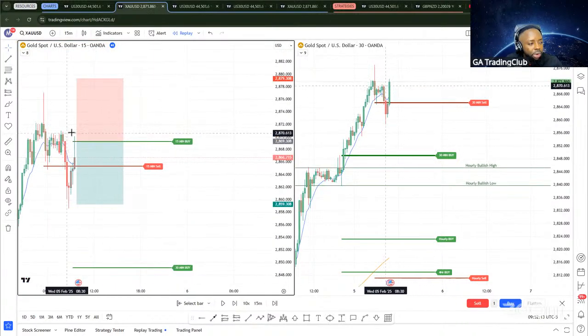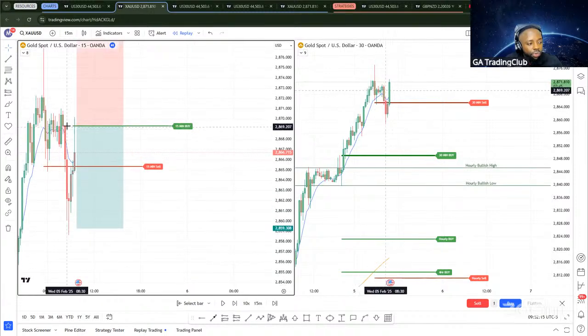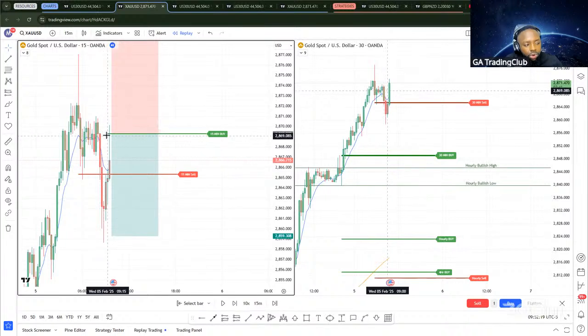So confluence number one, you wait for creation of a rejection level, which was here, and then you wait for the first candle that interacts with that rejection level. So if you have the first candle that touches that rejection level and closes below or above, depending on the direction you're trading, that is a rejection entry.